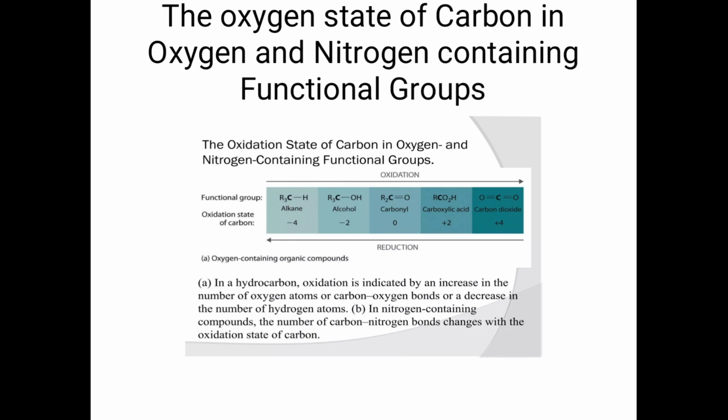This table shows the oxidation state of carbon in oxygen and nitrogen containing functional groups. See, from alkane we are moving to carbon dioxide. In alkane, the oxidation state of carbon is -4, then in alcohol it becomes -2, carbonyl 0, carboxylic acid +2, and in carbon dioxide +4. So as you go on increasing the number of oxygen atoms, the oxidation state of carbon increases, and we say that the molecule is moving towards oxidation.